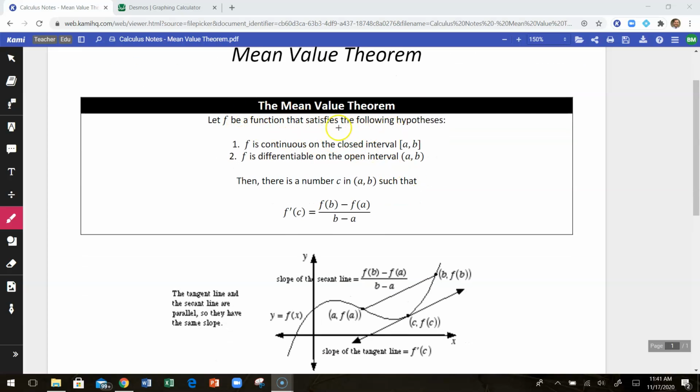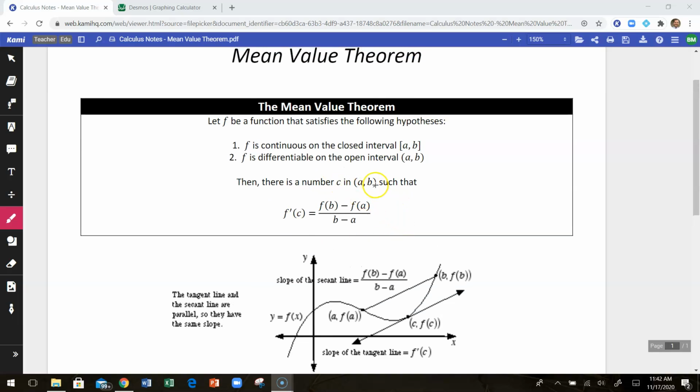Like Rolle's theorem, there are a couple of conditions that need to be met, and if those conditions are met, then the conclusion will be true. First, the function has to be continuous over the closed interval, and it has to be differentiable over the open interval from a to b. As long as those two things happen, then this is guaranteed: there is a number c in (a, b), so there's some x value between a and b, where f prime of c is equal to f of b minus f of a over b minus a.